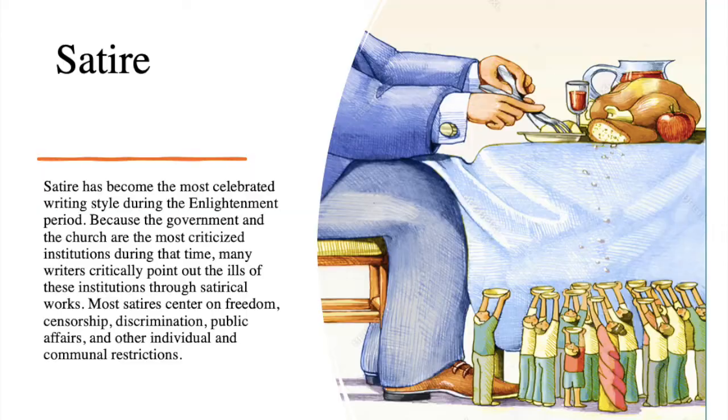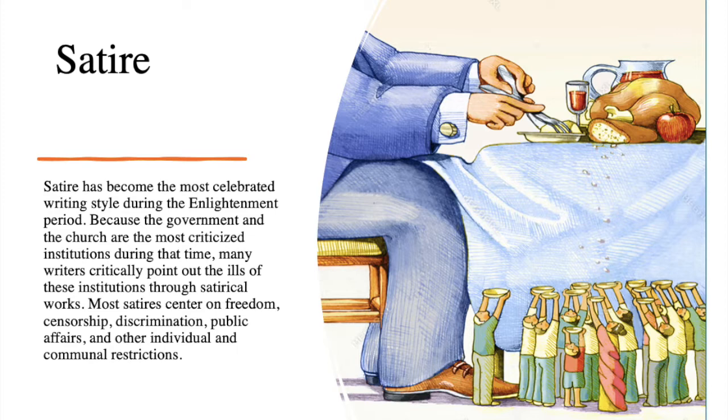Milton talked about. There are so many contributors to the development of the writing style called satire, but Milton is one of them. Okay, satire has become the most celebrated writing style during the Enlightenment period because the government and the church are the most criticized institutions during that time. Many writers critically point out the ills of these institutions through satirical works.